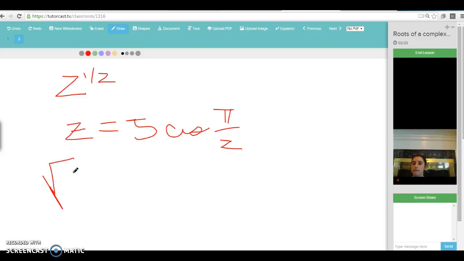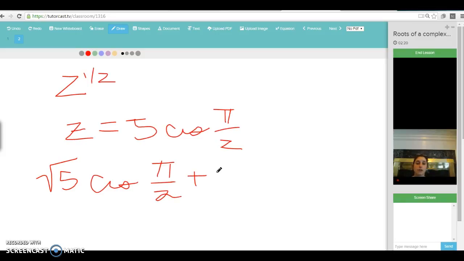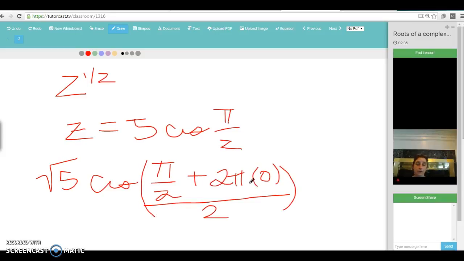So the square root of 5, this, my angle pi over 2, plus 2 pi times k. Now remember, we're doing 2 of these, so we're going to start with 0, and then the second one is going to be a 1, all over n. N is 2 because we're doing square roots. So all of that stuff together makes my first root.